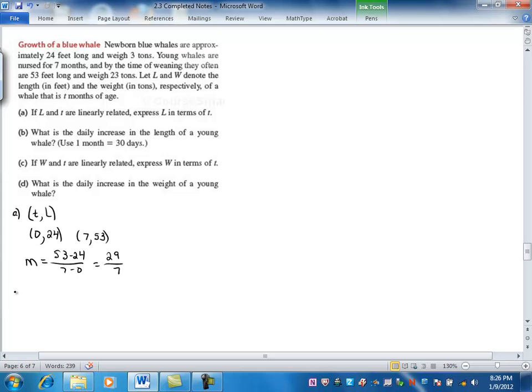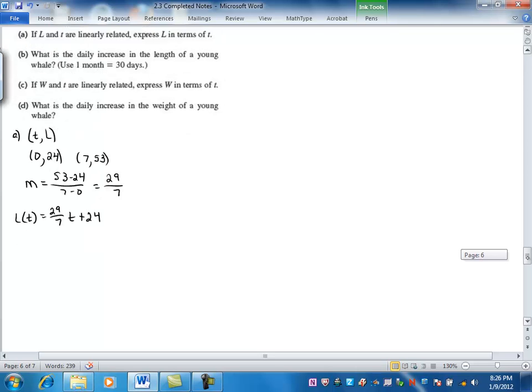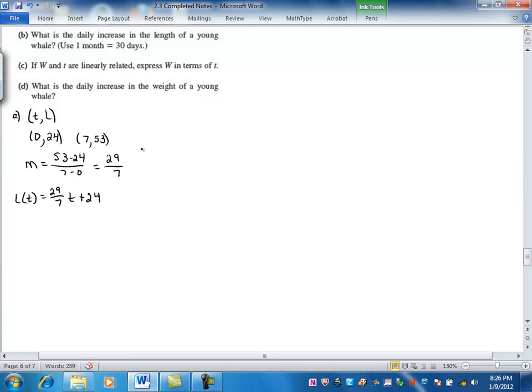And so the length in terms of time is going to be 29/7 T, and then my y-intercept is 24. So that's part A. And we want to know what is the daily increase in the length of a young male? Well, we know that this slope represents 29 feet per month that the whale is gaining in length.